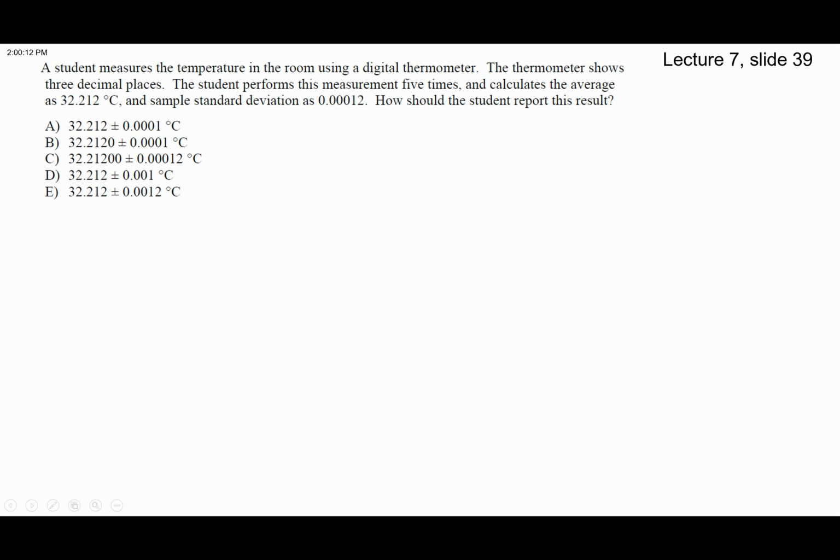Okay. A student measures the temperature in the room using a digital thermometer. The thermometer shows 3 decimal places. The student performs this measurement 5 times, and so on. So 3 decimal places. There's our average. Here's our standard deviation. Rule 1, one number unless it begins with a 1 or 2. It begins with a 1 or 2, so 0.00012, which means this has to match the decimal places, but it can't. So in fact, we're limited right there, so we can't add zeros if it's not in the calculation, or we don't have any information. Maybe if you did the calculation, you would have more.